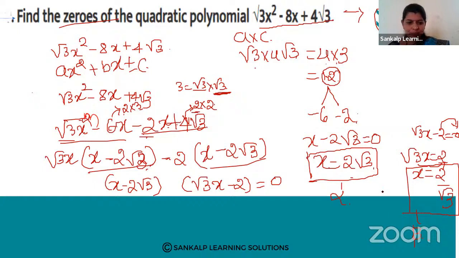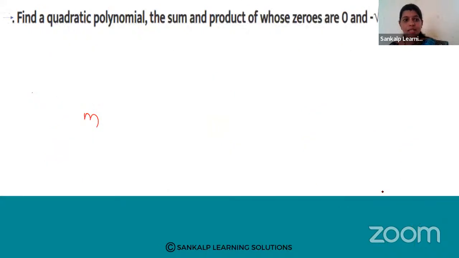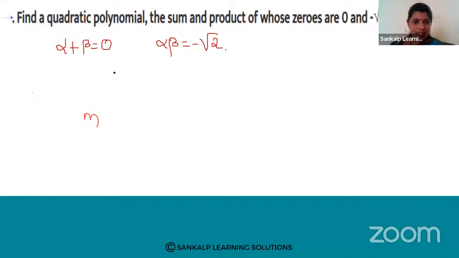Okay, shall we move to the next question? Find the quadratic polynomial, the sum and the product of whose zeros are 0 and minus 2 respectively. So sum of two zeros, alpha plus beta, equal to 0. Alpha into beta is minus 2 root 2. So how are you going to write the polynomial? Again, write the expression: x square minus alpha plus beta into x plus alpha into beta. We should remember this relation.